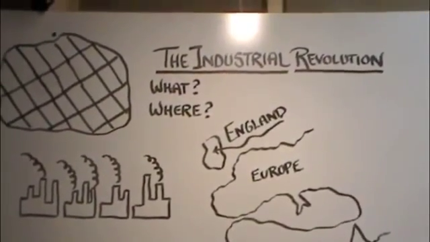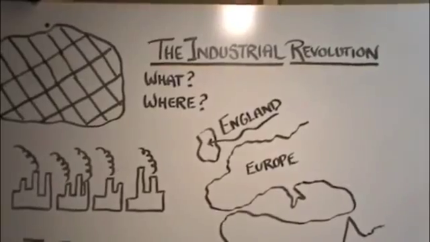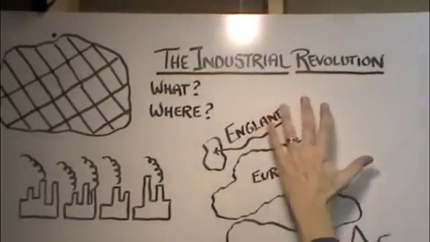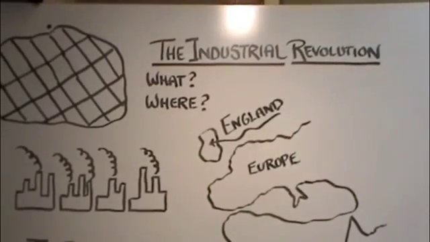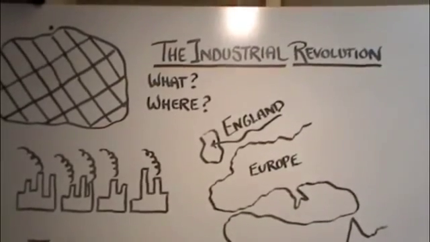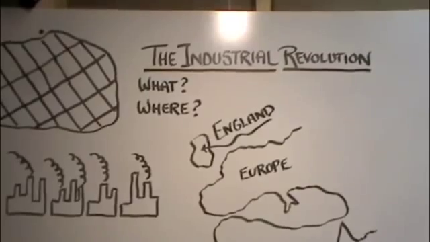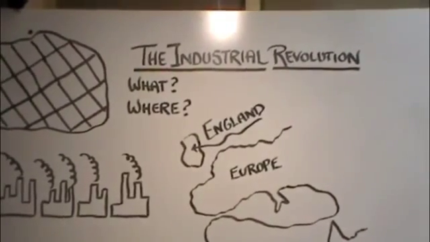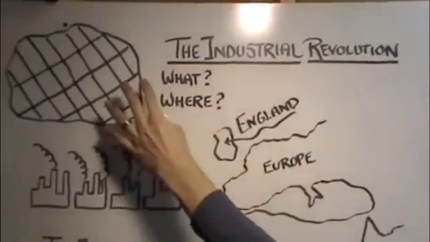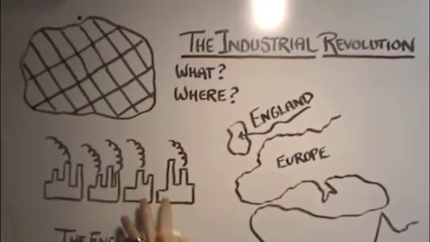In the late 18th and 19th centuries, we start to see a time period which really changes the life of a lot of people called the Industrial Revolution. So when we say what is the Industrial Revolution, we are talking primarily about a time period in which there is a shift from living on farms to living in city areas.